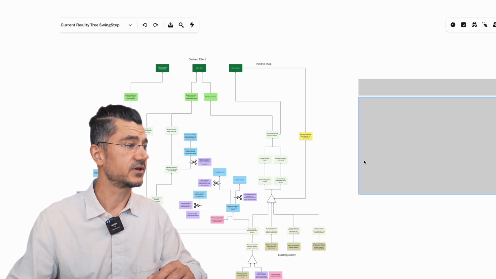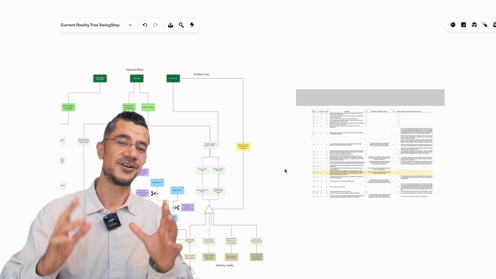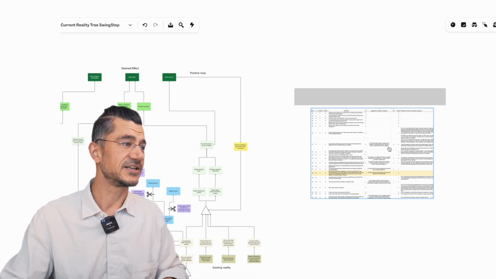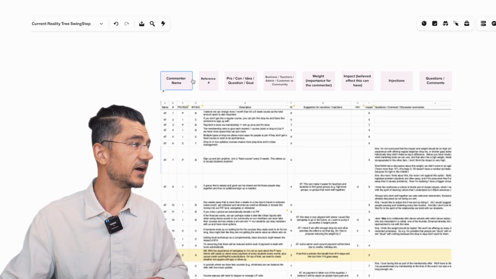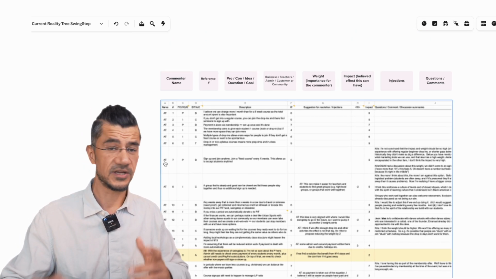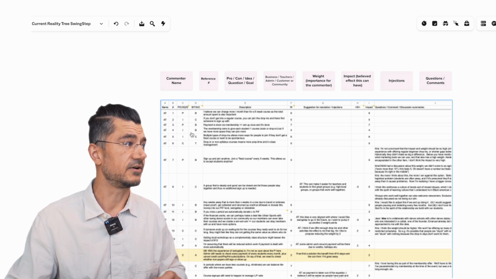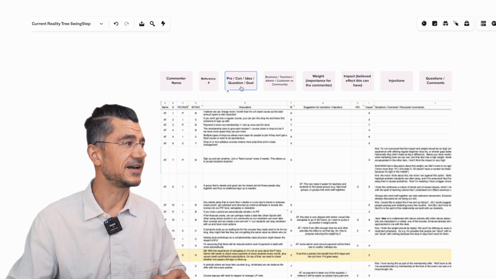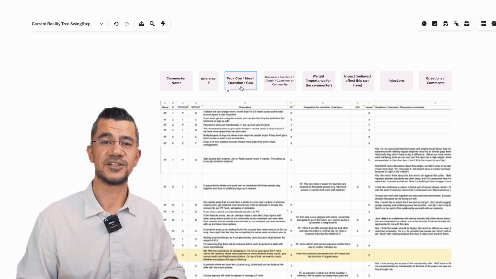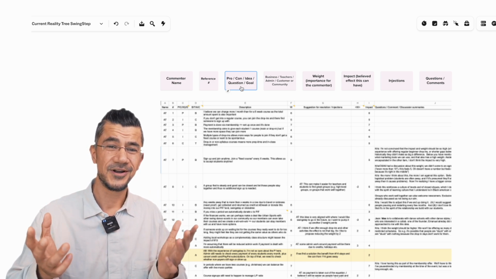Now, while I was working on something like this with the team, I introduced what I like to call the pros and cons 2.0 list. Basically, I made a spreadsheet where I asked the team to write down their name so we can know who it's coming from, give the line a reference number so we can refer to it easily, and then highlight whether the comment they are sharing is a pro, con, an idea, a question, or a goal.